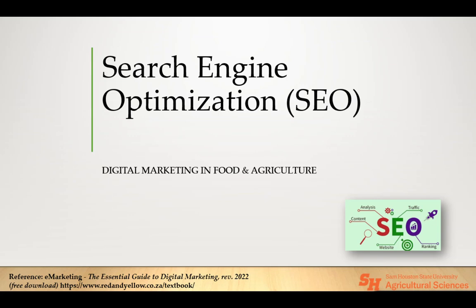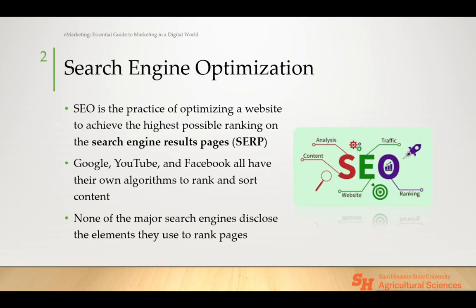Today we're going to look at search engine optimization, better known as SEO. SEO is the practice of optimizing a website to achieve the highest possible ranking on the search engine results pages, which we know as a SERP. Google, YouTube, and Facebook all have their own algorithms to rank and sort content. None of the major search engines disclose the elements they use to rank their pages.